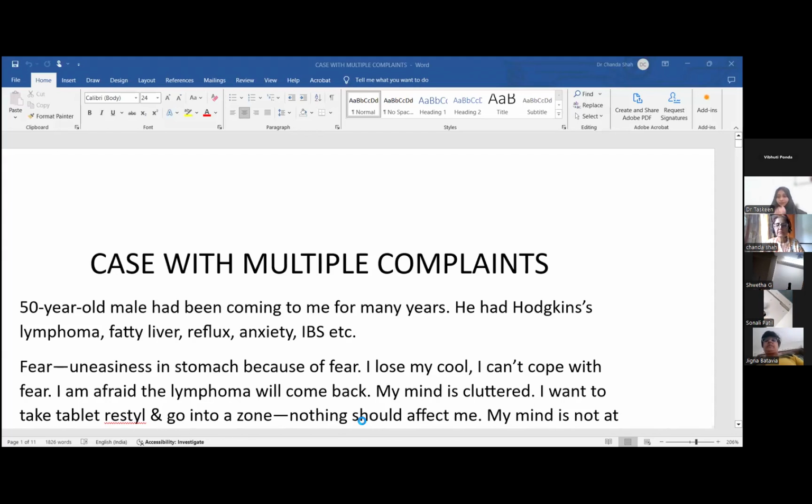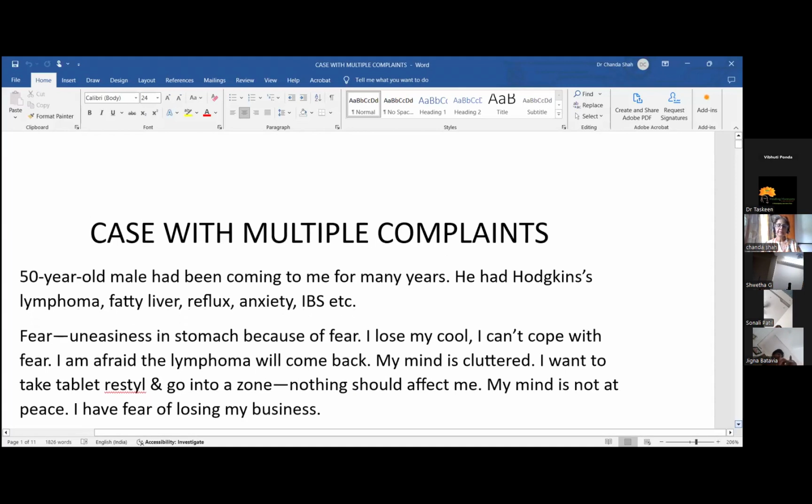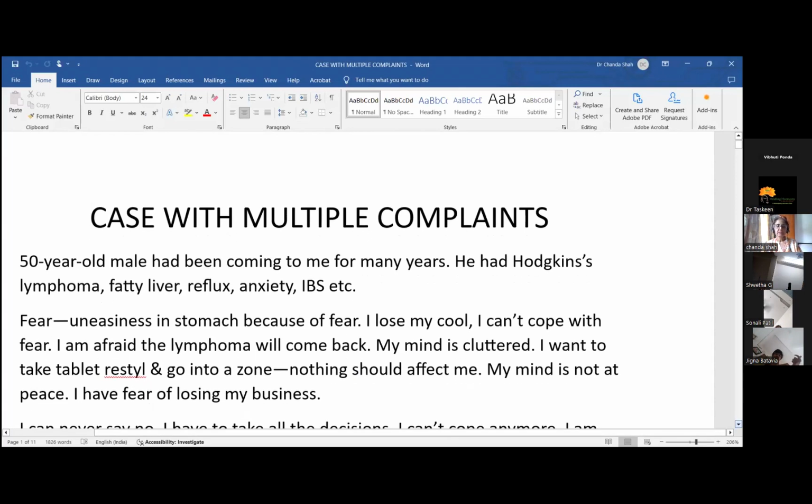So this patient has been coming to me for more than 8-9 years, and the initial history I've lost, so I've written down whatever I could find. This is a 50-year-old male. He had Hodgkin's lymphoma, so for that he has taken chemotherapy, and after that he came to me. Then he has fatty liver, reflux, anxiety, IBS, etc.